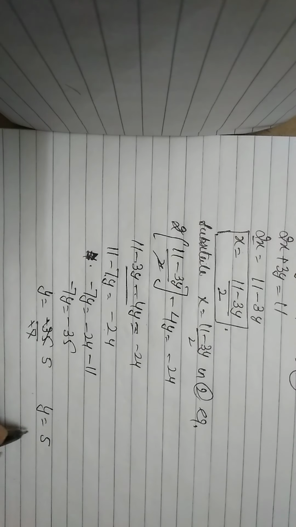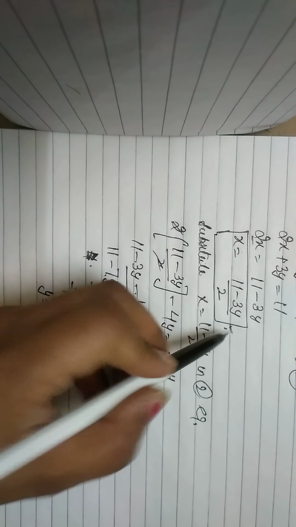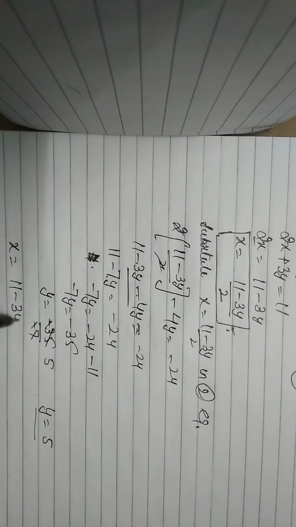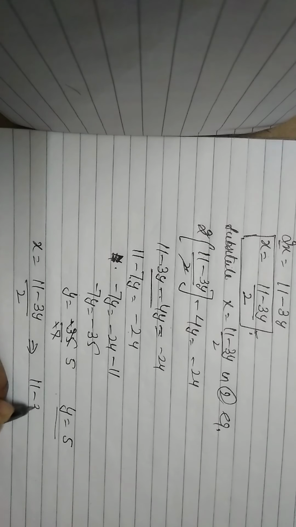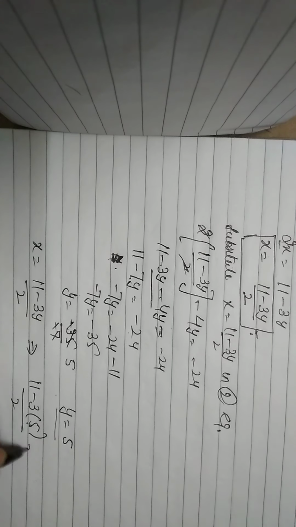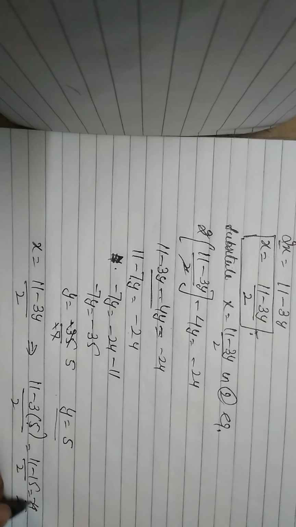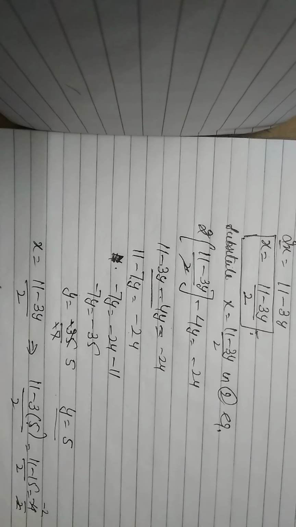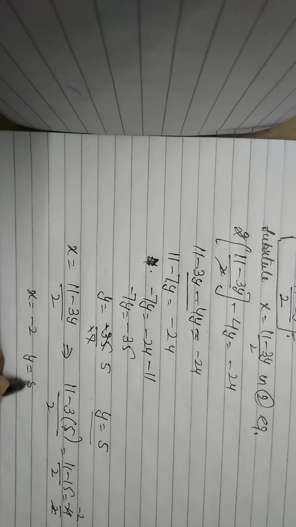Now substitute this value of y in x. x is equal to 11 minus 3y upon 2. Now substitute the value of y. 11 minus 3 times 5. 3 fives are 15. So 11 minus 15 upon 2, that is minus 4 by 2. 2 twos are 4. So x is equal to minus 2 and y is equal to 5.